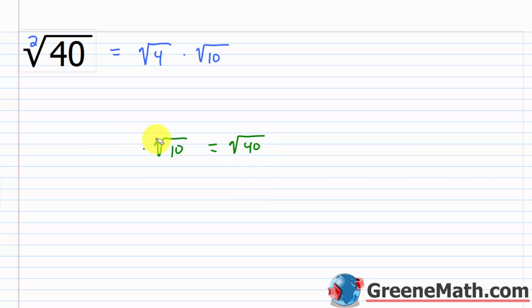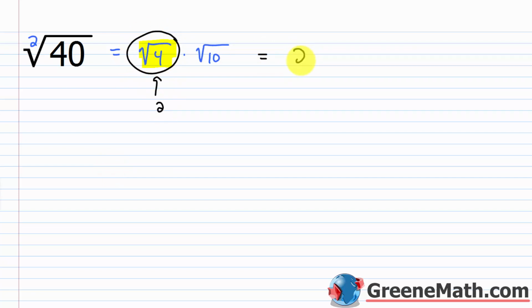Now, let's erase this. I want you to think about what you can do here. The square root of 4 we just said was 2. So what I want to do to make this more simple is just replace that with a 2. So I'm going to put 2 times the square root of 10. So the square root of 40 and 2 times the square root of 10 represent the same value. It's just that this guy right here, 2 times the square root of 10, is considered simplified.